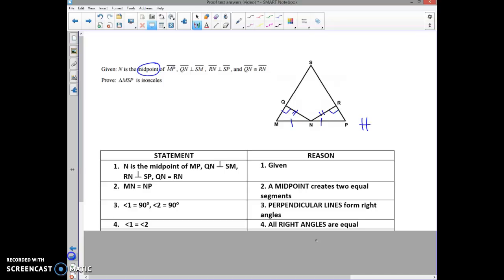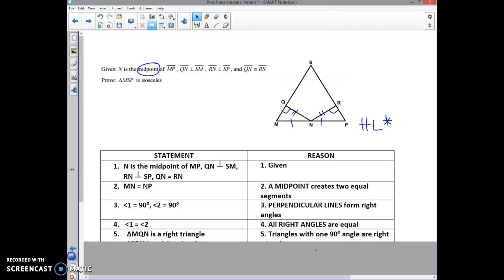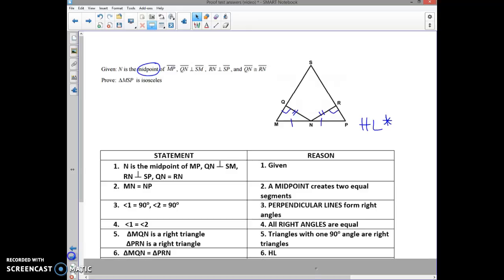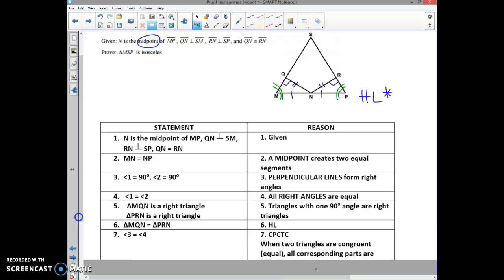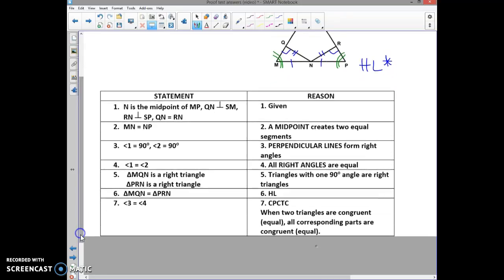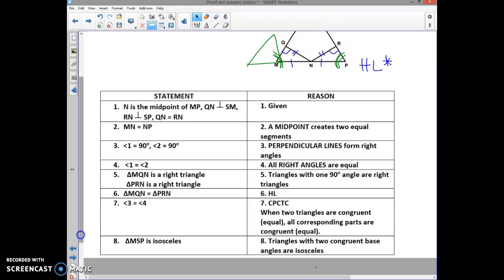This is the hypotenuse leg. Before you use hypotenuse leg, please be reminded that you have to state that you have right triangles. Then you may use hypotenuse leg. Again, we are trying to prove an isosceles, so these two angles are equal because of corresponding parts. And when you have two base angles equal, that large triangle is isosceles. Very important for you to know that. Please pause if you need to. Make sure you have everything written down.